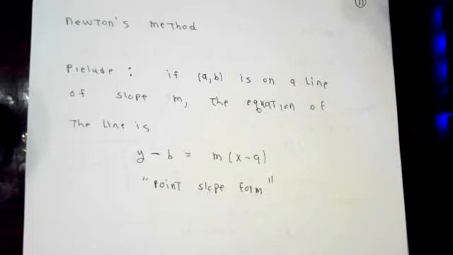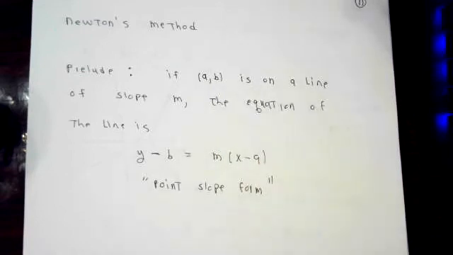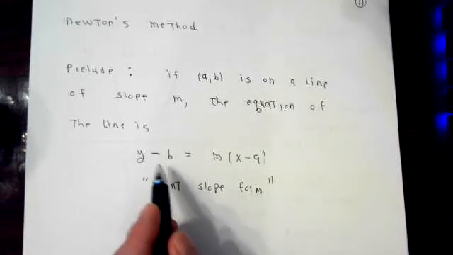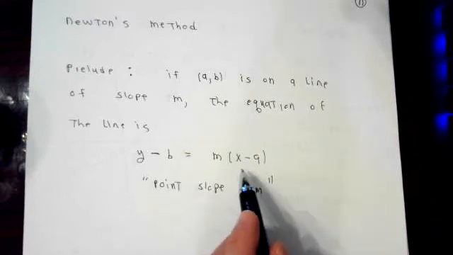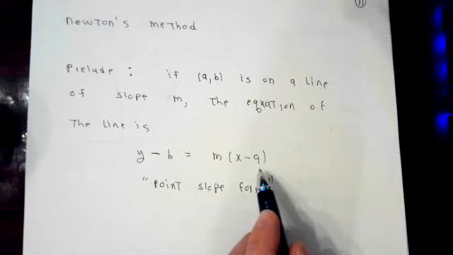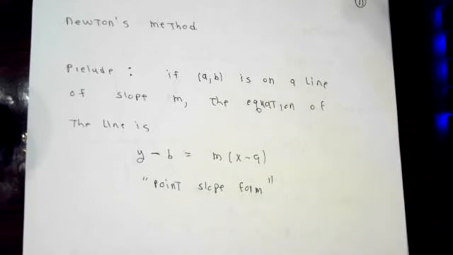The next method that I want to talk about is Newton's method. As a prelude to this, we need to remember something. If I know that a point, x equal a, y equal b, is on the graph of a straight line, and I know the slope of the straight line, then the equation for the straight line is y minus the known y coordinate equals the slope times x minus the known x coordinate. It should be noted that this b is not necessarily the y-intercept, though. It's just a name.